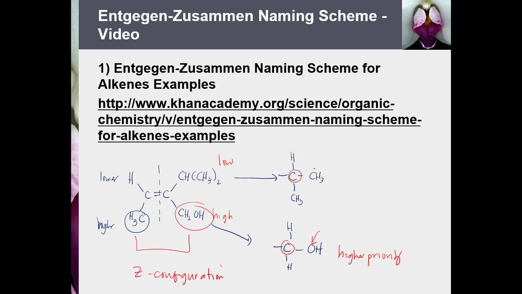configuration. Okay? So the two higher rank groups are on the same side of the double bond. So we assign the Z configuration. So for more info, you visit this link, which is also included in the module. So you click this and then you watch the video.